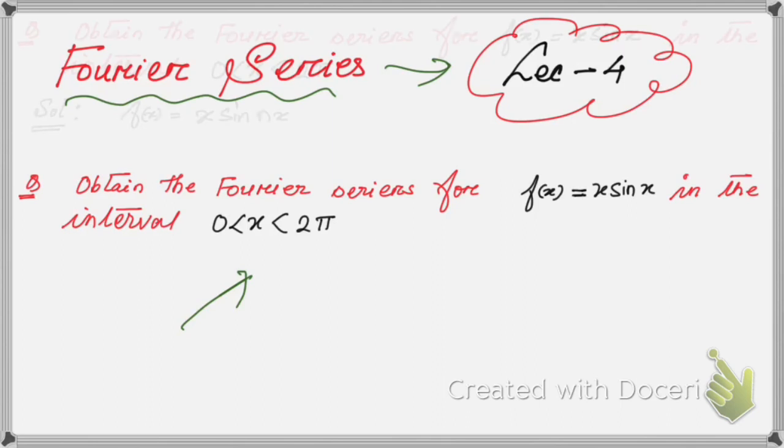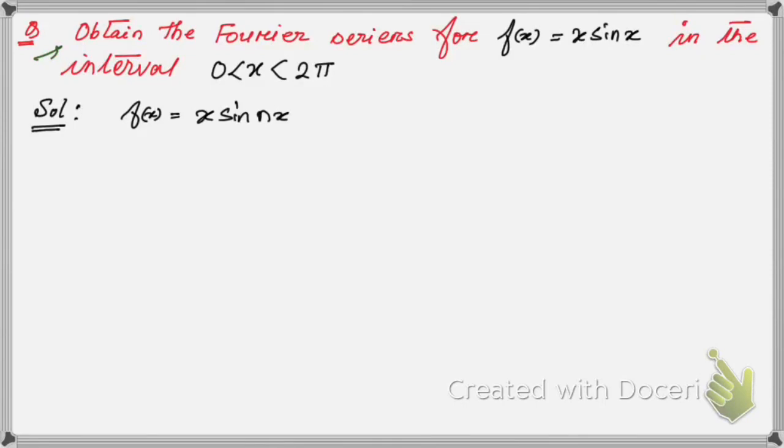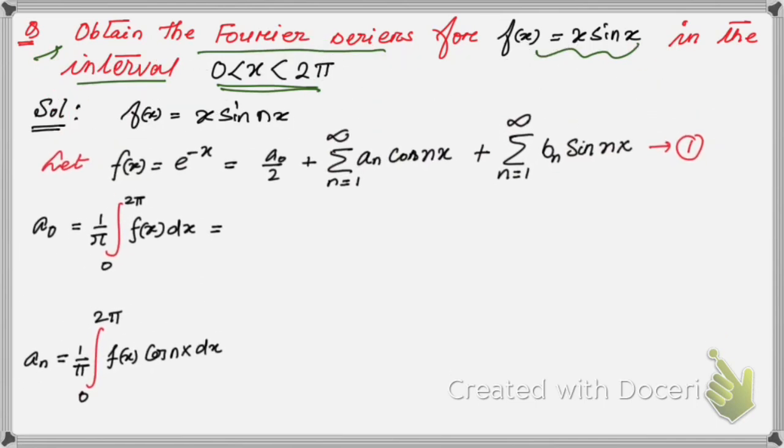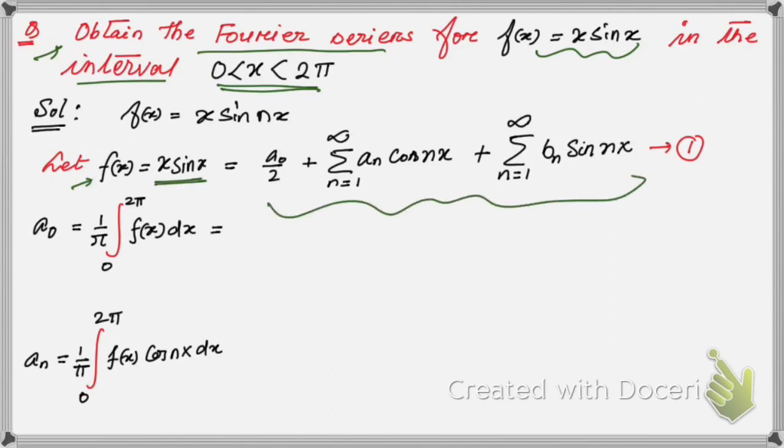So now let's start. Here is the question: obtain the Fourier series for the function x sine x in the interval 0 less than x less than 2 pi. Okay, so here is the given function, and let me consider this to be the series. So I have considered f of x, that is x sine x, equal to this Fourier series, and suppose this is equation number 1.